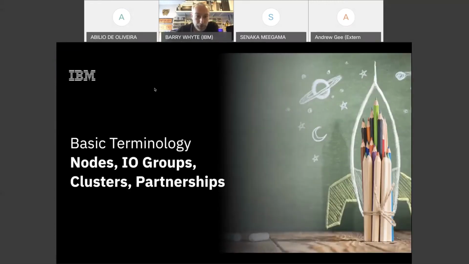So, again, before we go into some of the deeper dive stuff, let's just remind ourselves of some of the terminology that we're going to use here. This is specific to the Spectrum Virtualize set of products from IBM: the FlashSystem, the old Storwize systems, and obviously the SVC system as well.